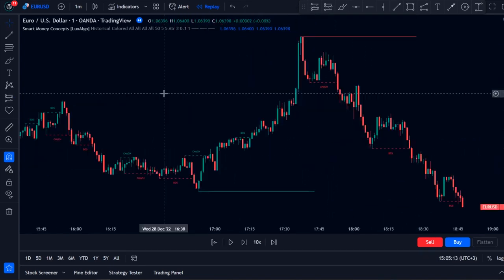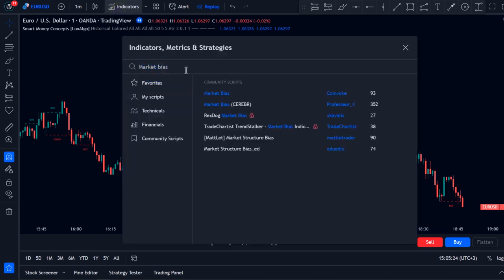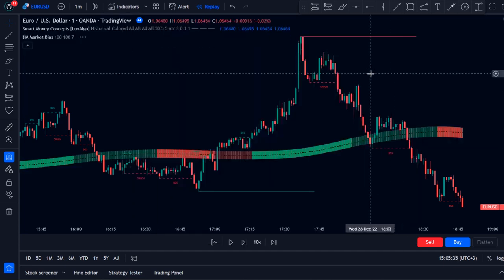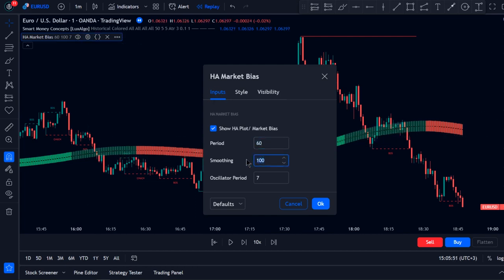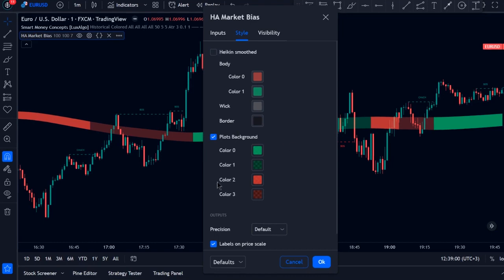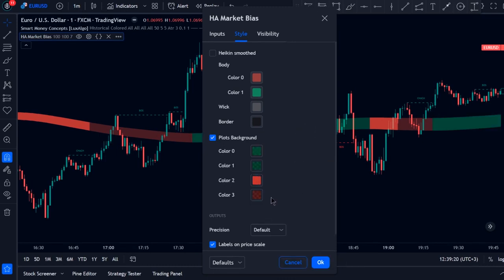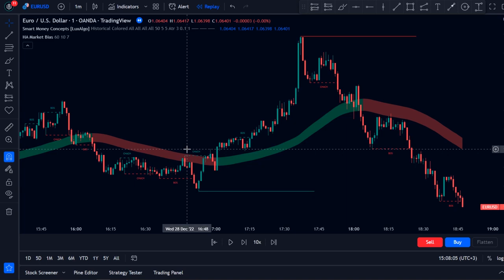Now, for the second indicator, head back to the indicator search tab and type in market bias. Be sure to select this one by Professor X. Again, we're gonna access this indicator settings by clicking right here, and on the Inputs tab, change the period to 60, and then change the smoothing to 10. After that, head over to the Style tab and uncheck this option right here. Then here on the plot's background, click on each color and change the opacity to 30. After that, click OK. Now this indicator will be our trend identifier.